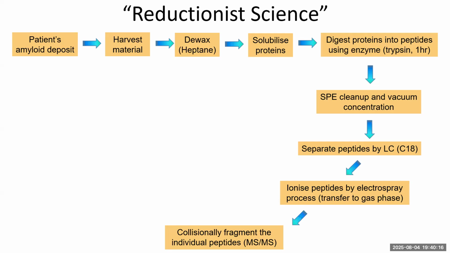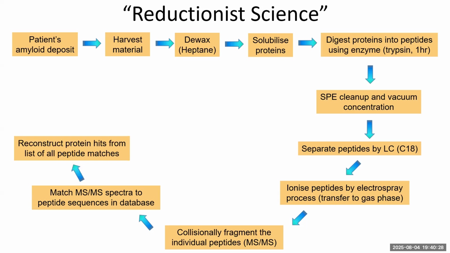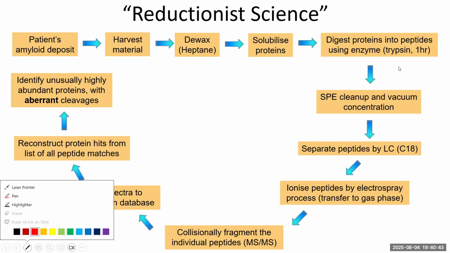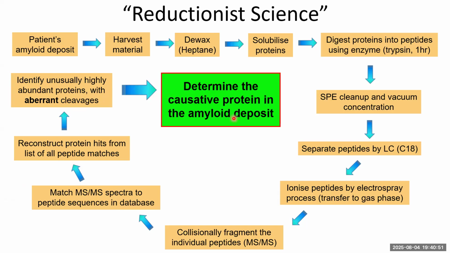And we've reached a point now where we can turn the corner and start to rebuild the picture by taking all those peptide fragments and building them back into peptide matches that we then collate into a list of protein hits from the tissue. And the key thing here for us now is to look within that catalog for things that are unusually highly abundant and concomitantly having aberrant cleavages, not from the protease which we've added, trypsin. So we're looking for things that have been happening in vivo with regard to those cleavages. And that, of course, is our main way of determining what the actual monomer is that's causing the deposit. So it's a very reductionist method, but it seems to work.